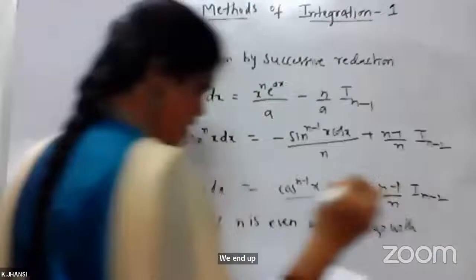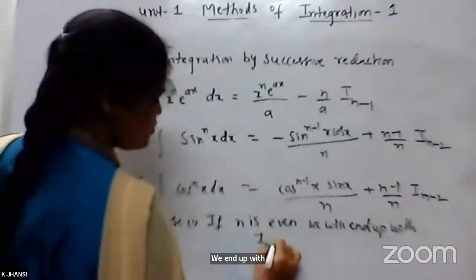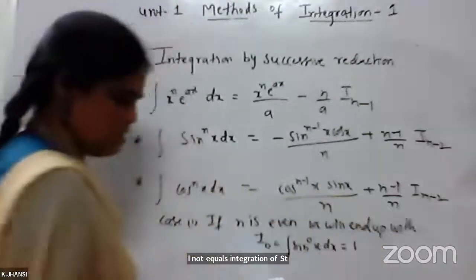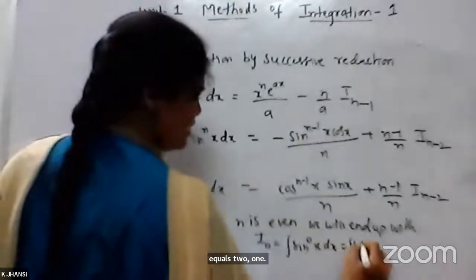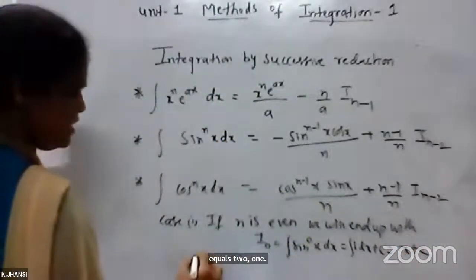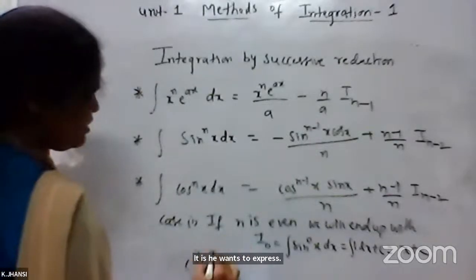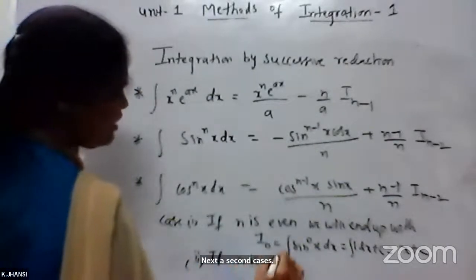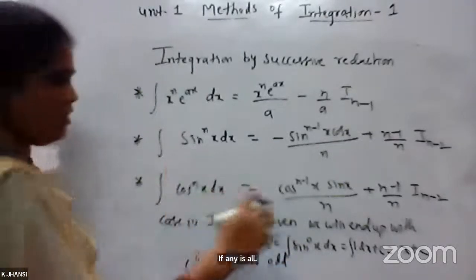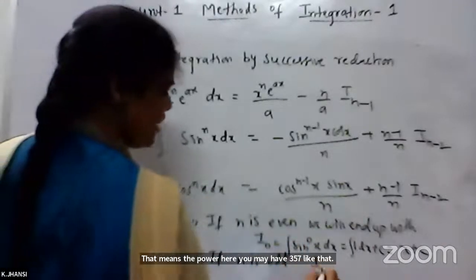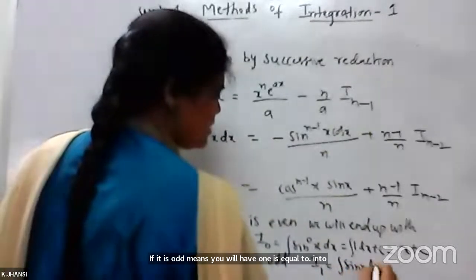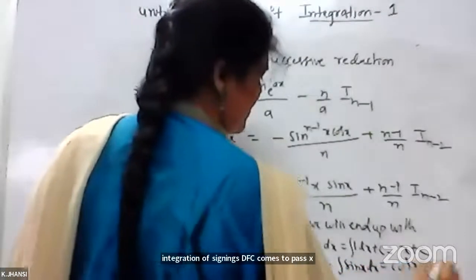So these all formulas you have in your textbook. I naught equals to integration of sine to the power of 0 x dx equals to 1. That is, you will get it as 1 into dx plus c. It is equals to x plus c. Okay. Next is second case is if n is odd. That means the power here you may have 3, 5, 7 like that. Okay. If it is odd means you will have I1 is equals to integration of sin x dx equals to cos x plus c. Okay.